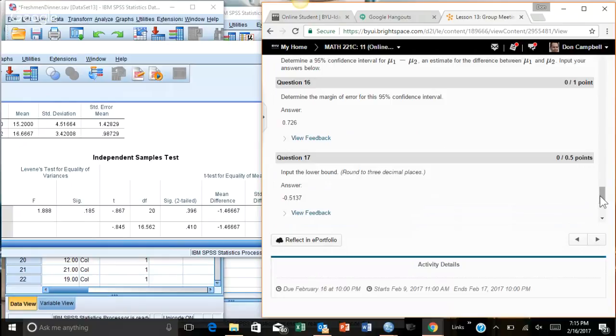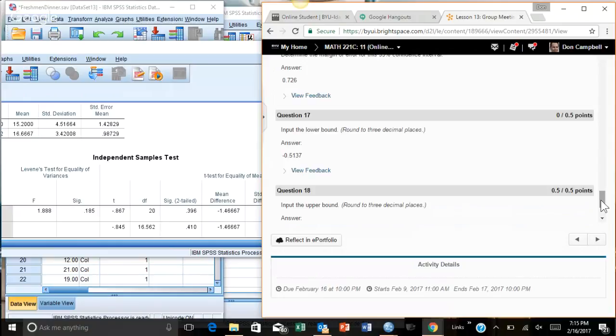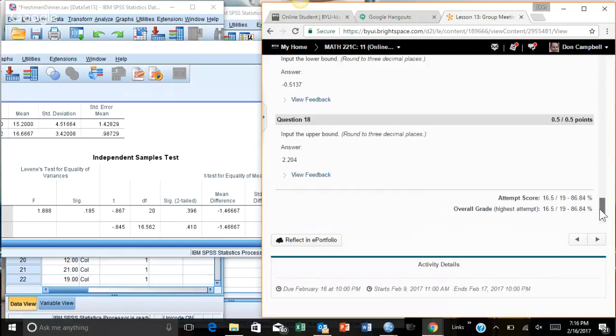17 is negative 5.137. Wait a minute. Hold up. No, that's right. You put it in wrong. What is 17? Negative 5.137. Okay. And 18 is 2.204. Okay, so I'm going to submit, and I'll let you know if anything changes.